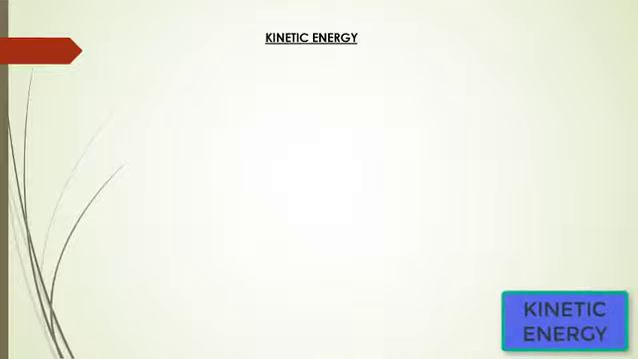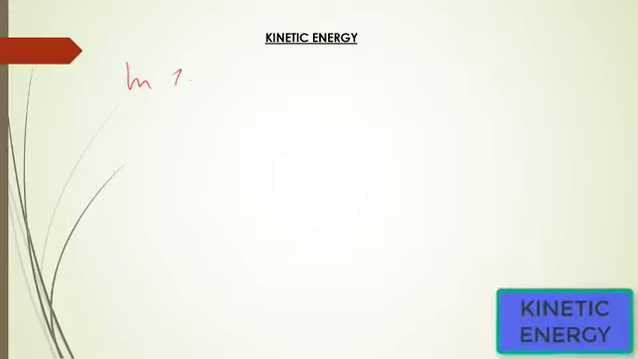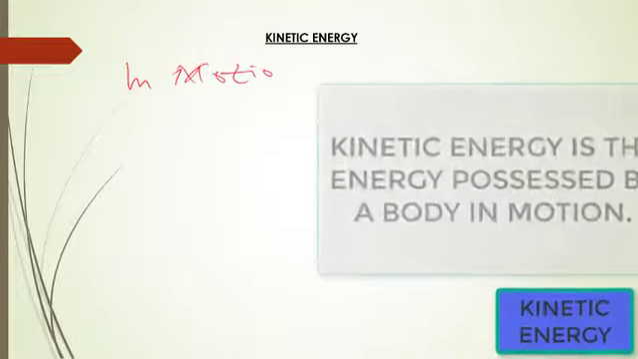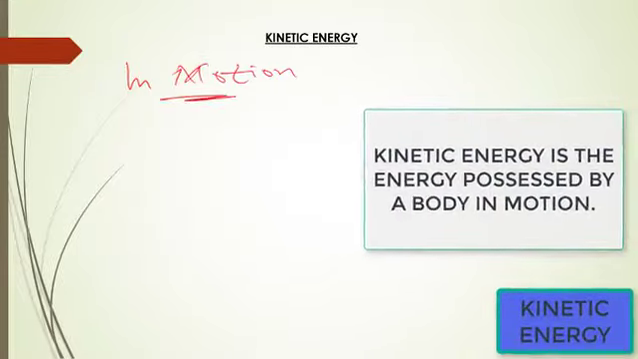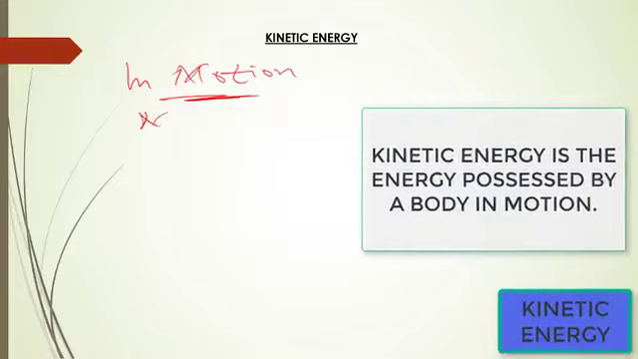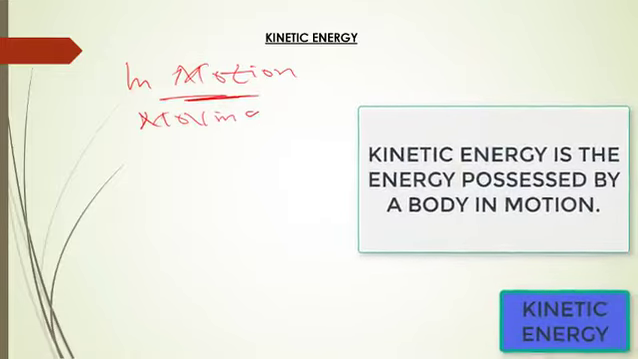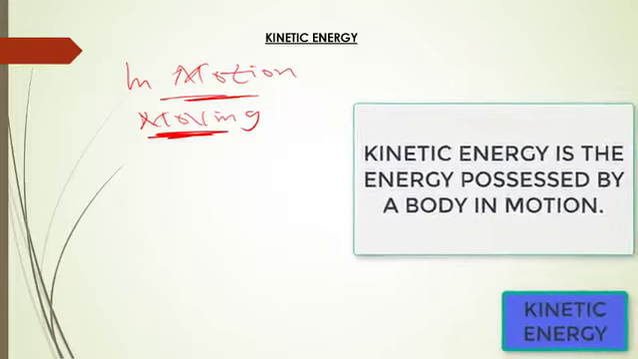When we talk about kinetic energy, kinetic is the reverse or the opposite of potential energy. And this is energy possessed by a body in motion. Potential energy is by a body at rest. Kinetic energy is possessed by a body in motion. So, for a body to possess kinetic energy, that body has to be moving.